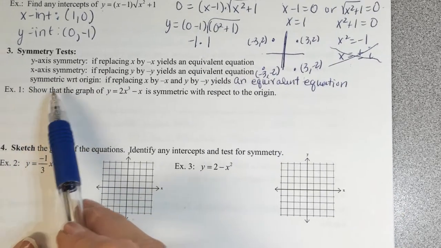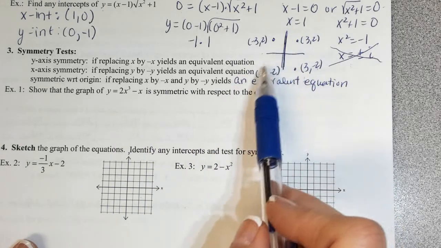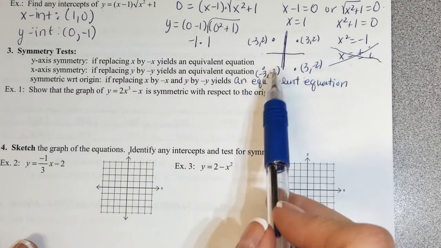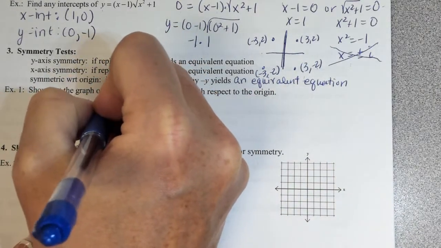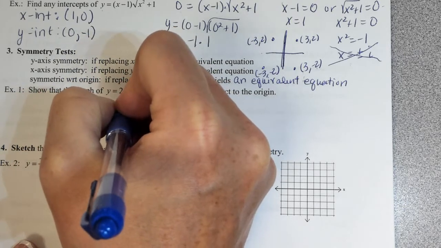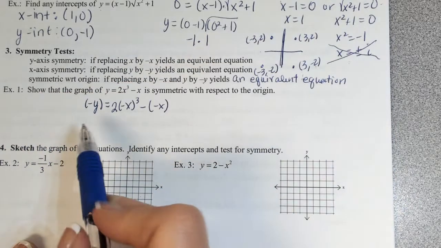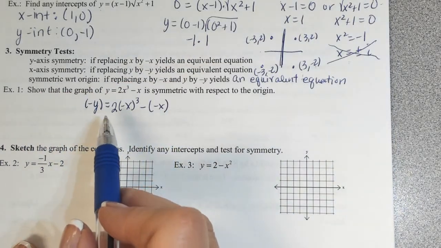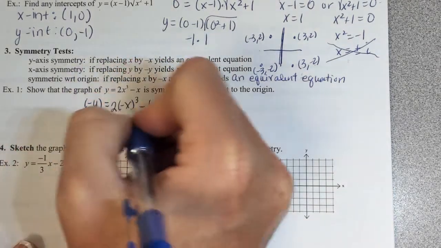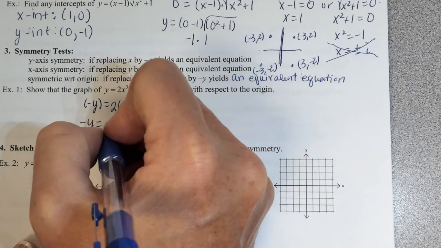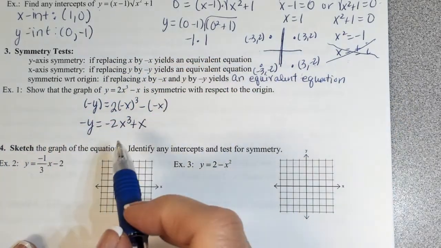So in this example, it says to show that this graph is symmetric with respect to the origin. Origin, I think of this picture, x goes to negative x, y goes to negative y. So wherever I have a y, I put in a negative y. Wherever I have an x, I put in a negative x. And now I'm going to simplify this and see if it's equivalent to the original function. So this is going to just be negative y. Negative x cubed is negative times positive is negative 2x cubed. Negative times negative is a positive.